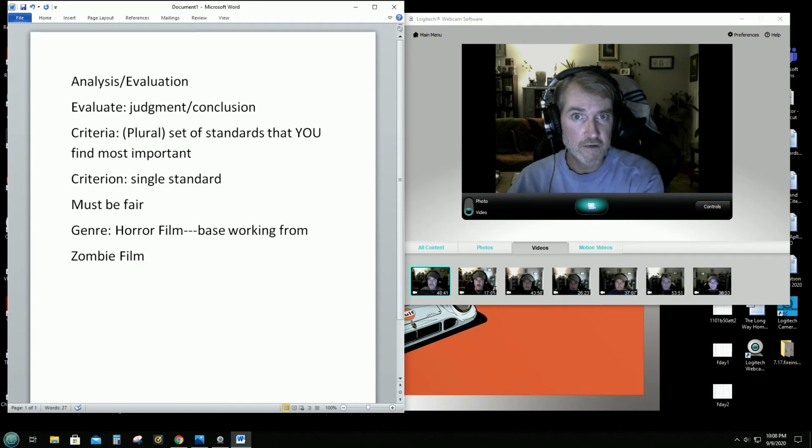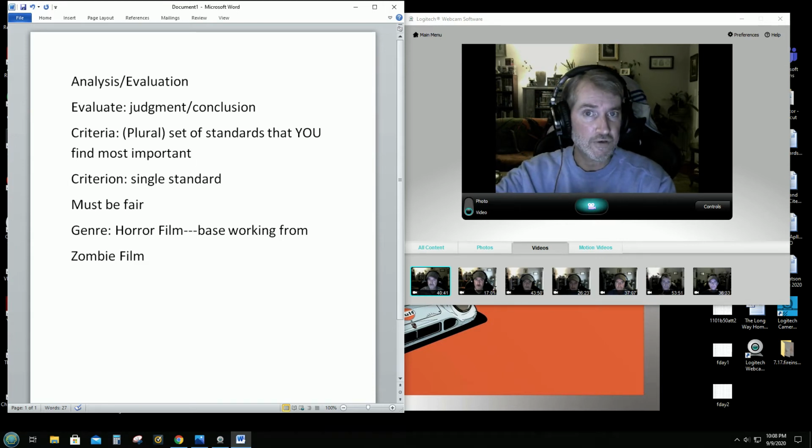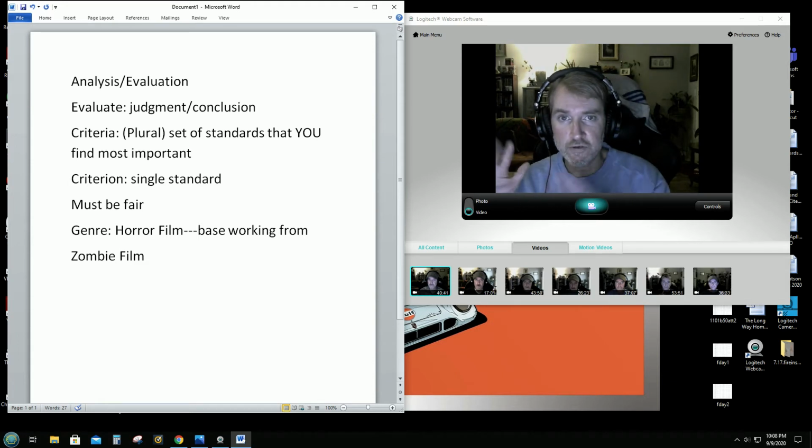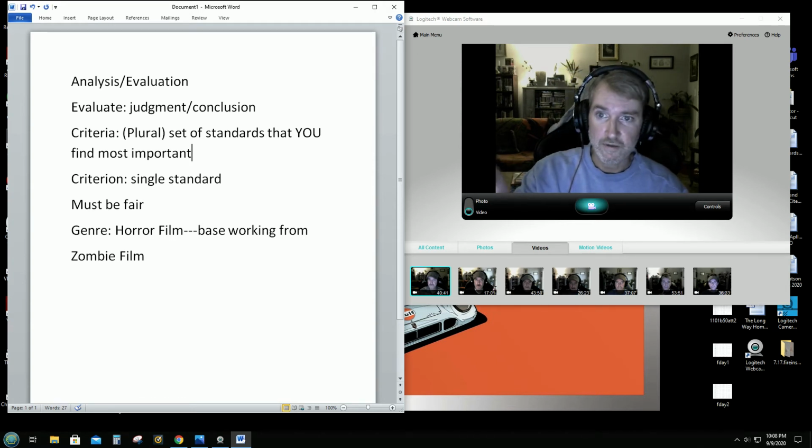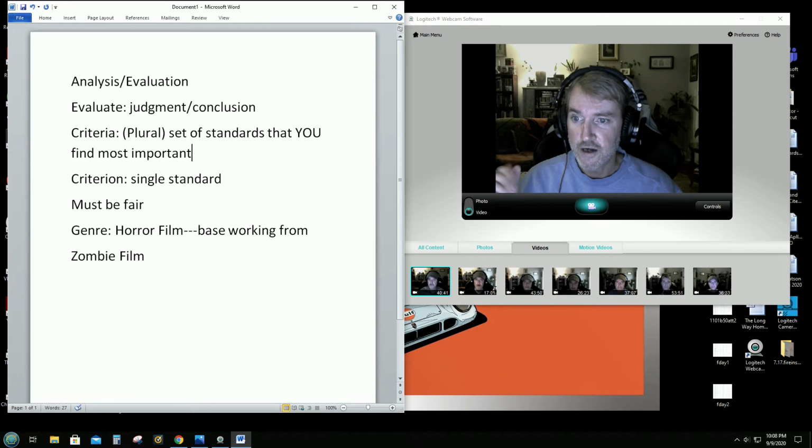So if they're willing to forgive some so-so acting for a great story, they're going to give it a higher score based on the story. Two thumbs up and all that stuff, however you want to do it, stars, whatever. But these are the standards that you find most important. It doesn't matter what other people find more important, but they do have to be fair, or realistic. So it's what you find most important.